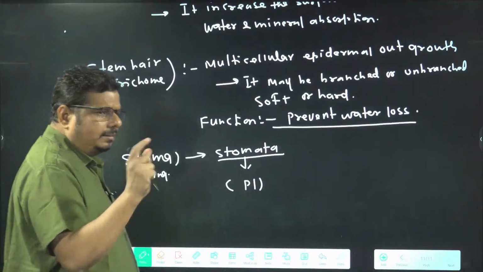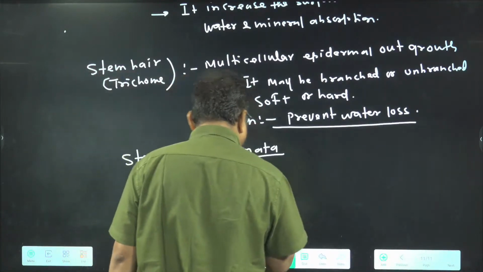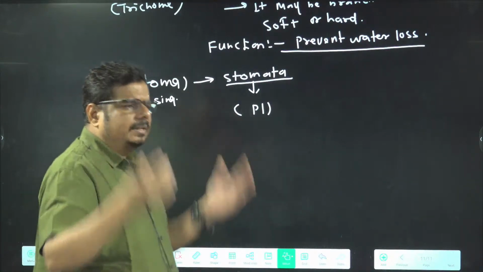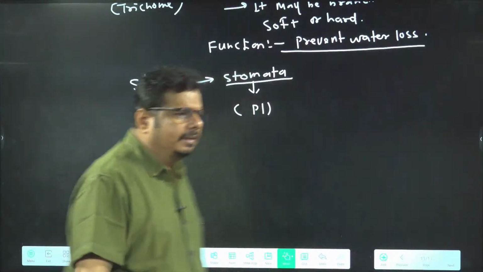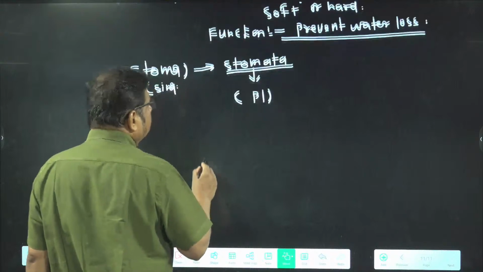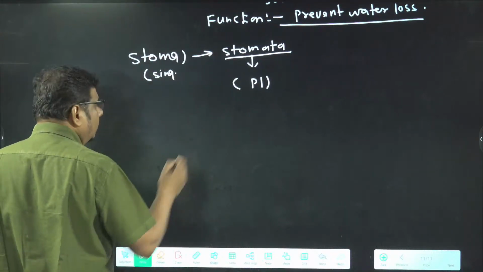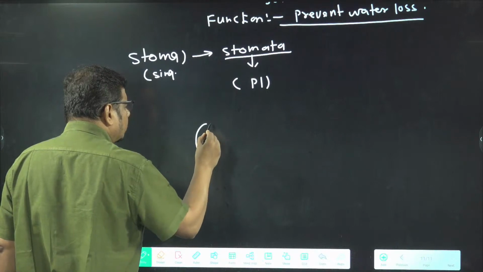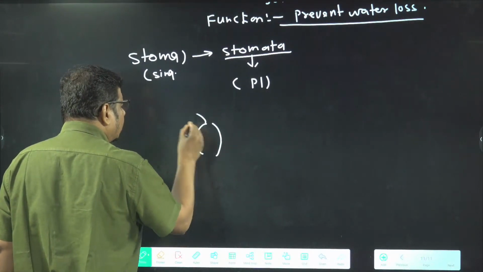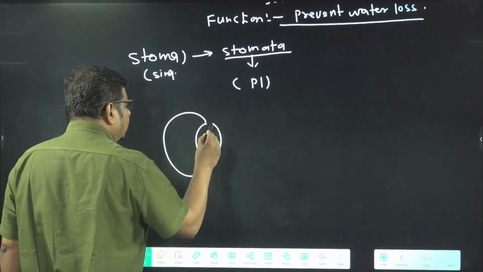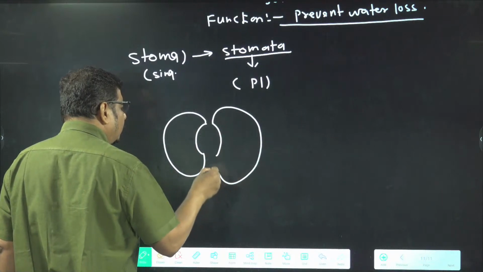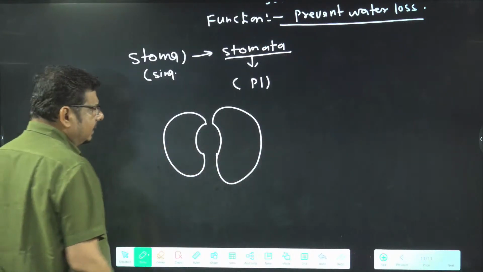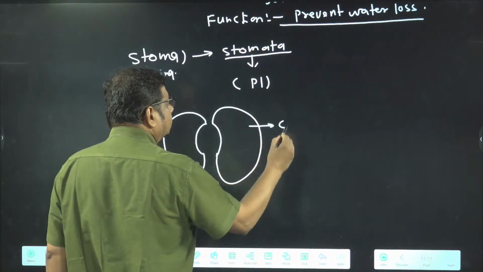If one, it is a stoma. If it is many, it is stomata. So in a leaf, stomata are present. I mean, many stoma are present. So if we just talk about a stoma, how many things are there? In a stoma, there are two guard cells surrounding an aperture. So these are guard cells.